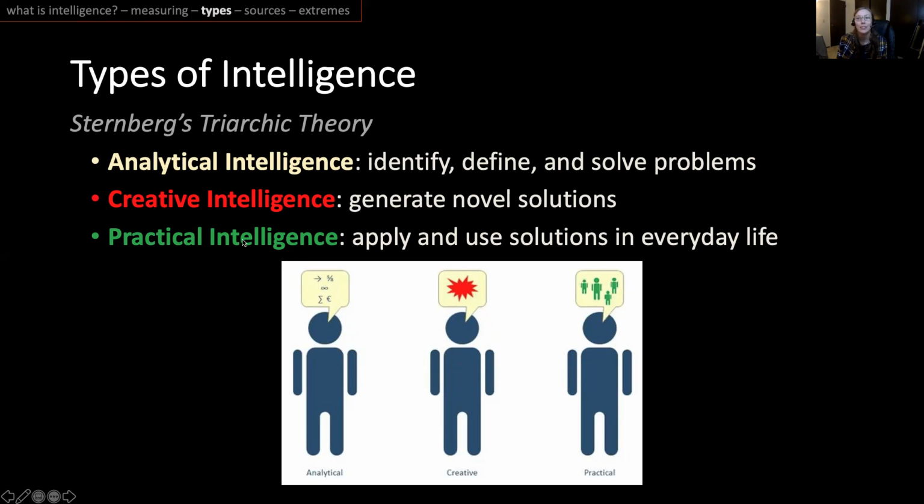And then lastly, practical intelligence. So being able to actually apply those solutions to everyday life and not just in a classroom. So when people talk about having book smarts but not street smarts, that's kind of what this is distinguishing. So this theory proposes that there are these 3 different abilities that contribute to success, and you can tend to be more gifted in one of these areas over the others.